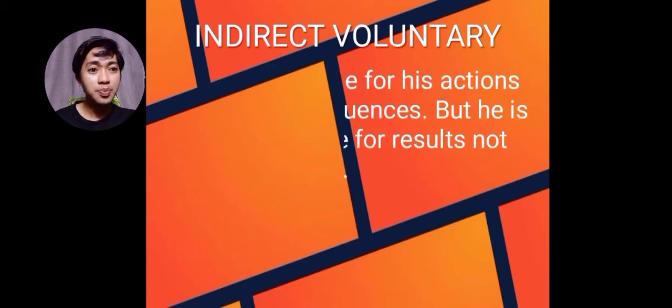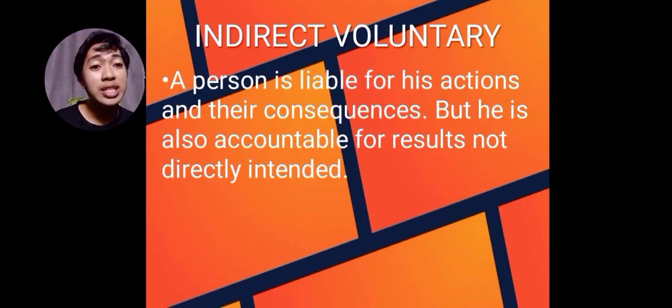The next one is indirect voluntary. A person is liable for his action and its consequences, but he is also accountable for results not directly intended. Meaning, we all know that a person is liable for his action, so the person shall take full responsibility for his action. But he is also accountable for the results that are indirect, which he did not intend to happen. So that is indirect voluntary.